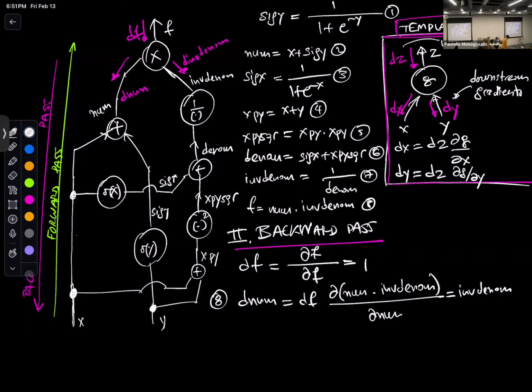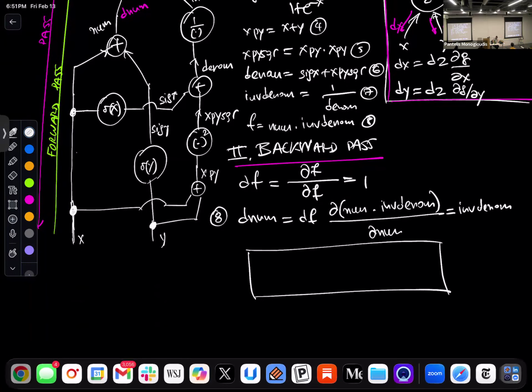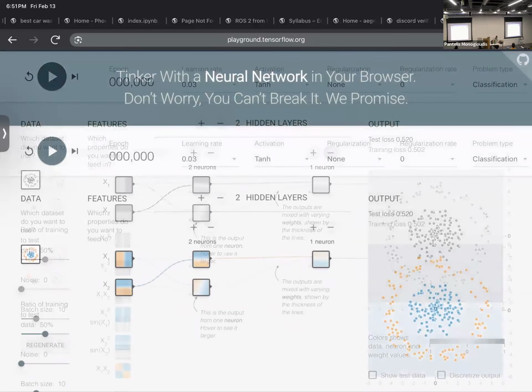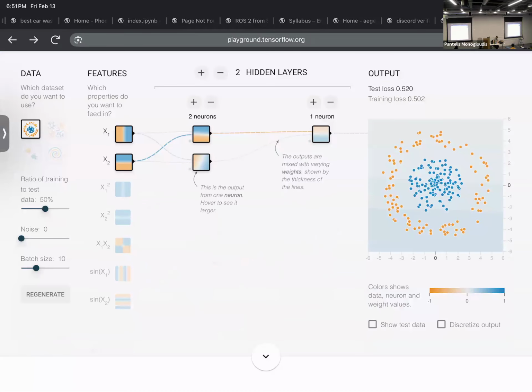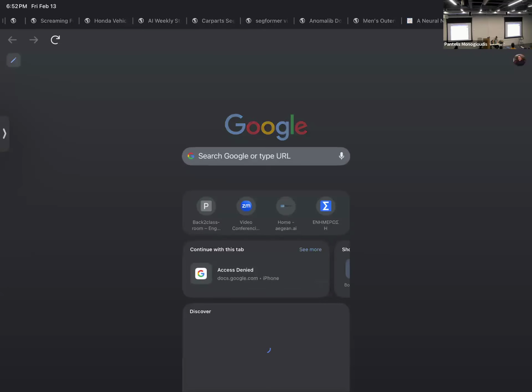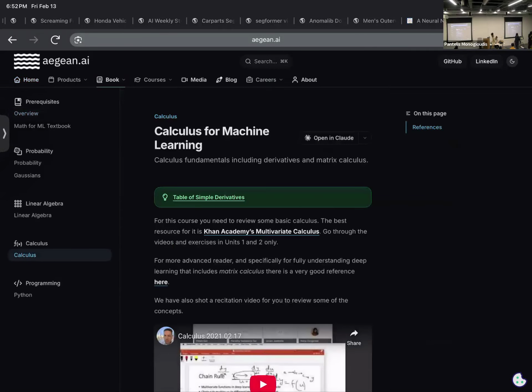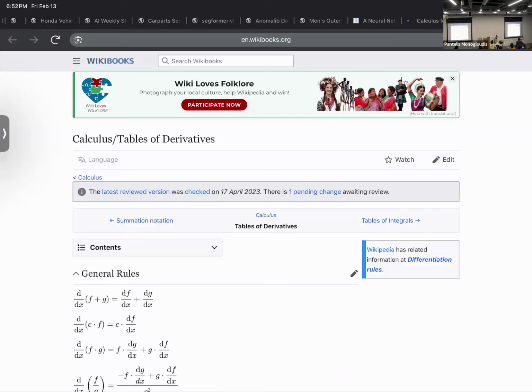Again, what I have done, to open a parenthesis, is I have looked up where this lookup table is. Where's the website? So in your courses, sorry, books, prerequisites, calculus, table of simple derivatives.